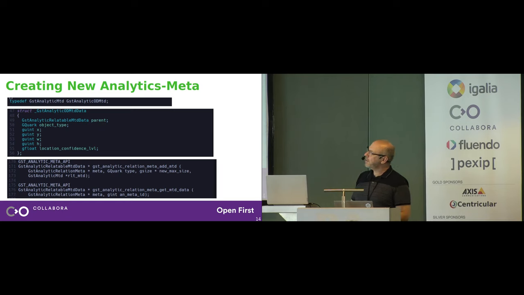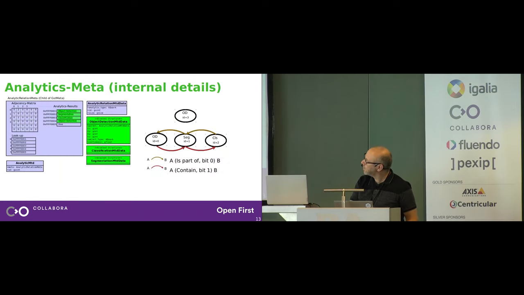Here's the API to create an analytics meta. For example, the object detection could be a template, an example of it. Let's say you want to define a classification. You would create a structure, put the parent as the relation meta, and create whatever fields you need for it. Then you call this GST analytics relation meta add. You can provide your own API for your metadata, but this will add it to this large buffer. And if you want to retrieve the specific fields for this metadata, you can just use the last API, which is based on the location in memory.